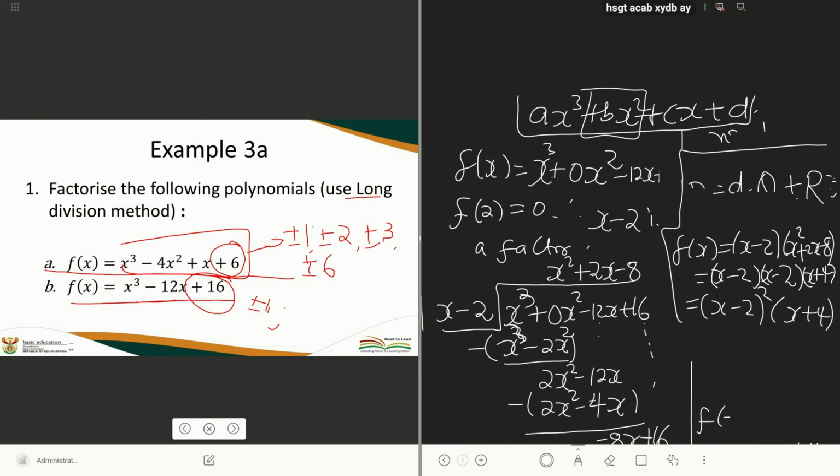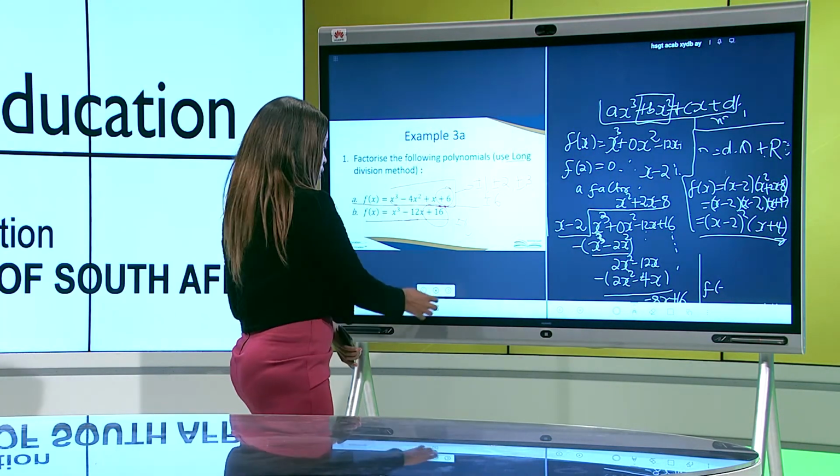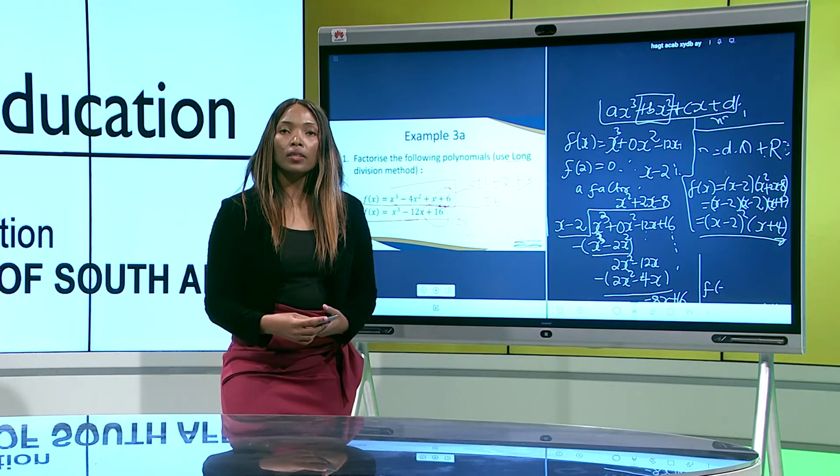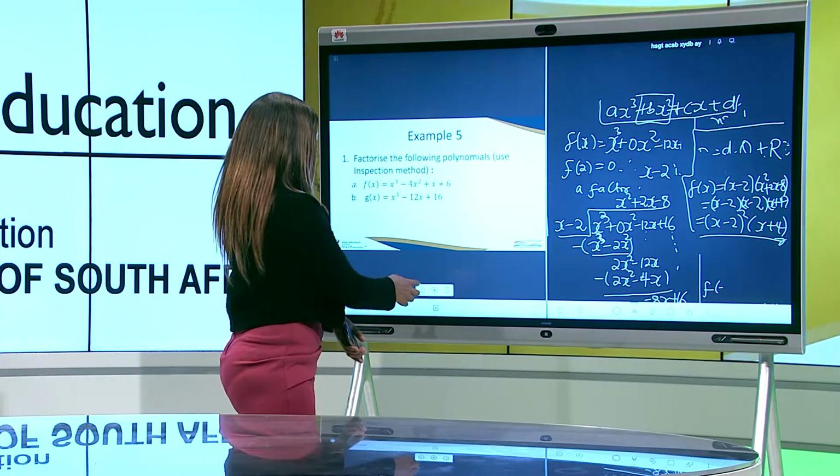All right. That's all about our long division method. That's how we factorize using the long division method, okay? So now I need us to try the next method. I would like us to try the next method, which is the synthetic division method. Let's see then at the end so that we can compare.